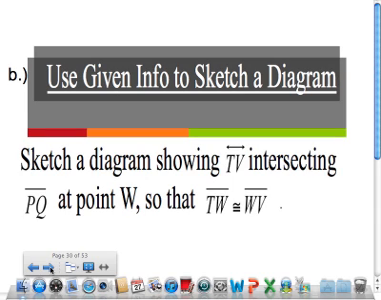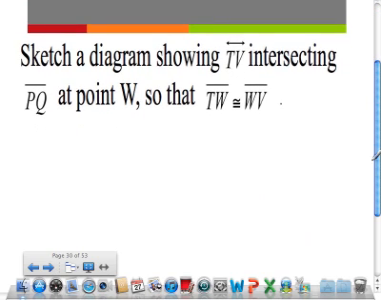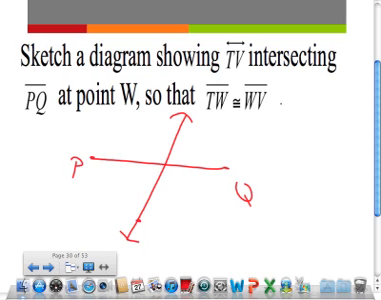Sketch a diagram showing line TV intersecting segment PQ at point W. So here's PQ. Again, you can draw this any way you want. Line TV intersects at point W so that TW is equal to WV. So in other words, when I draw this, here's T, here's V. They intersect at W, and it says that TW is the same as WV. They're congruent.